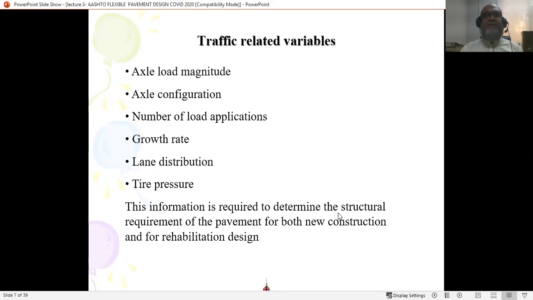Now, what are the traffic related variables? Axle load magnitude, axle configuration, number of load repetitions, growth rate, lane distribution, tire pressure. This information is required to determine the structural requirement of the pavement for both new construction and for rehabilitation design.